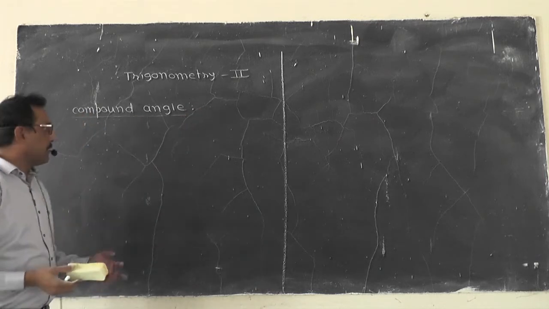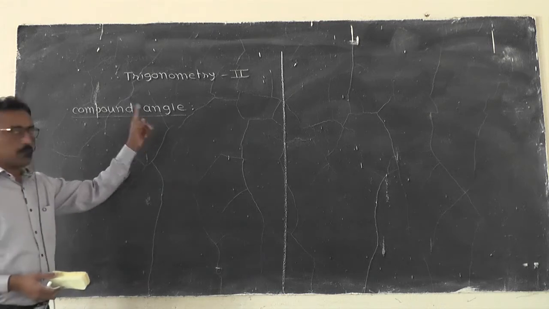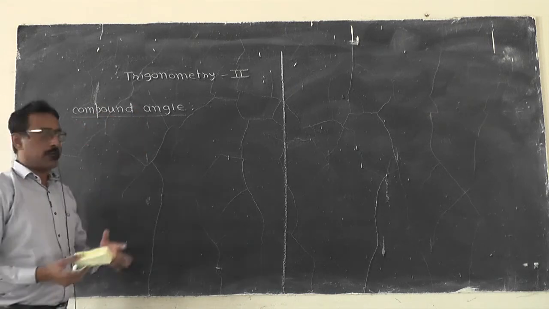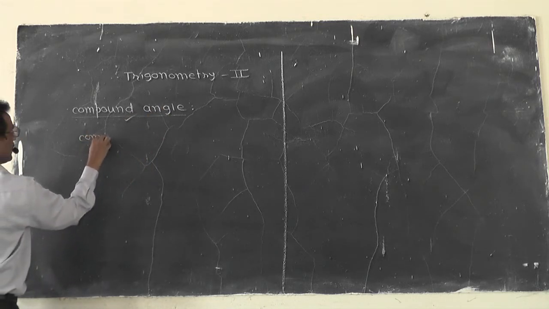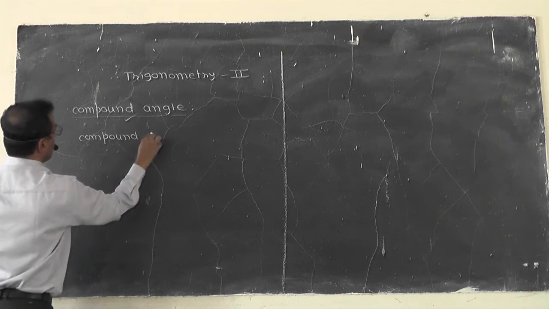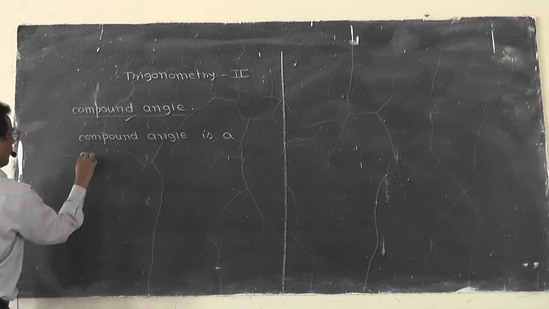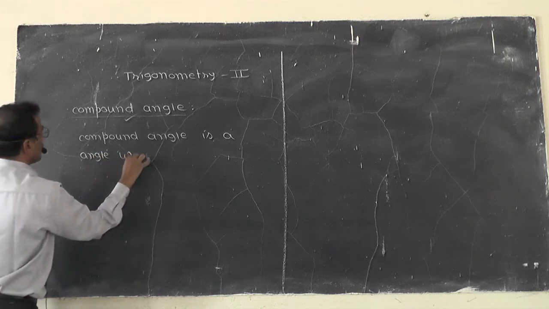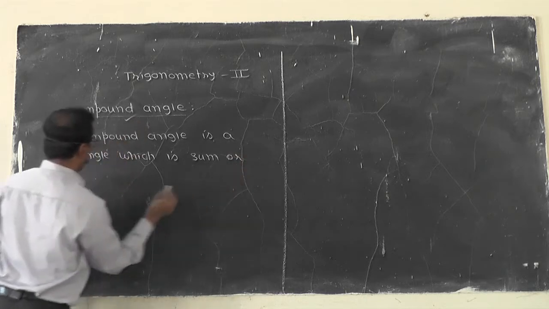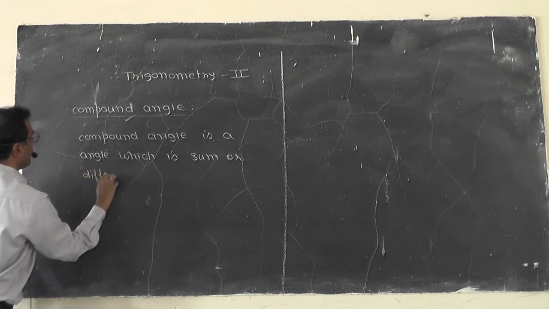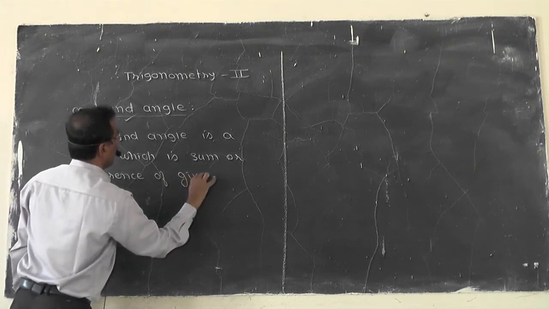Firstly, we have to know the definition of compound angle. I think this angle we have already known. It is in the very first topic, that is angle and its measurement. Now, concerning this definition, compound angle is an angle which is sum or difference of given angles.